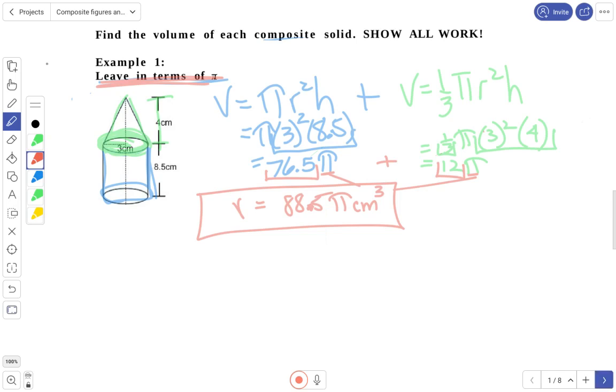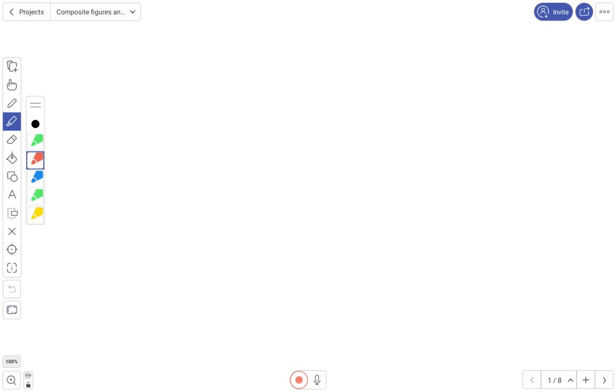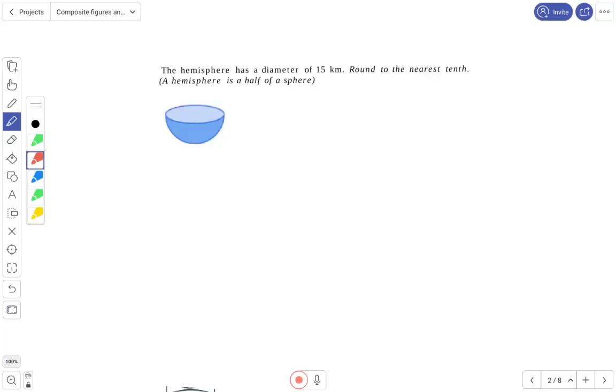Okay, next example. All right, my next example, it's talking about another irregular shape. I think this one's a little bit easier than the last one. When I look at this, I think, okay, I don't see two objects that I know the formula of, but there's a little hint here.